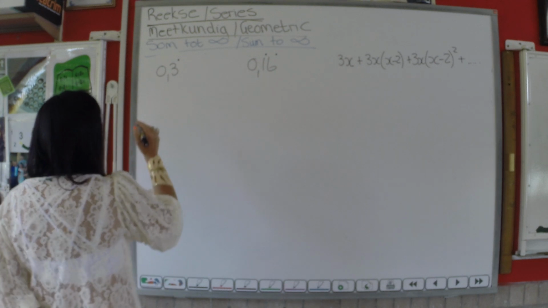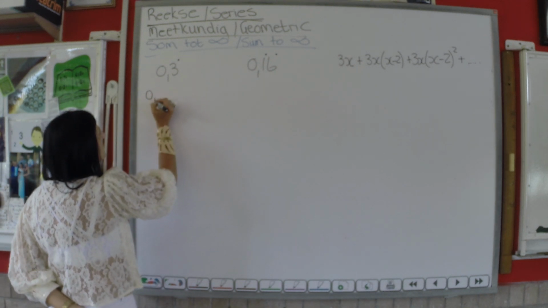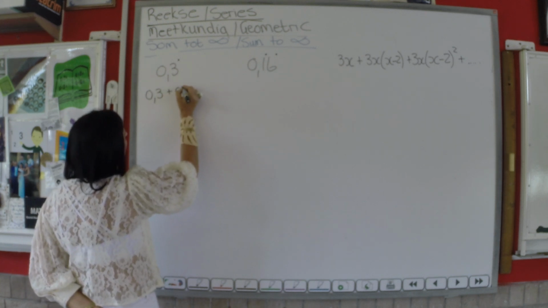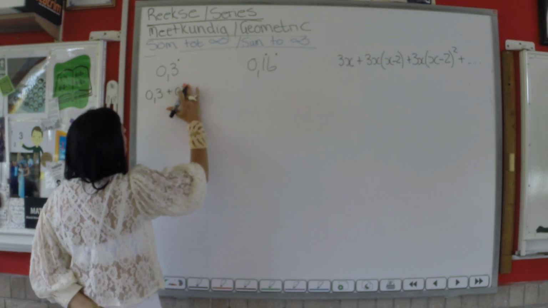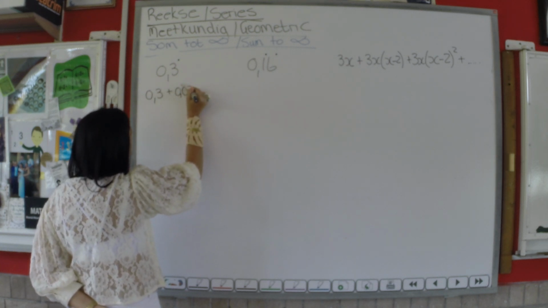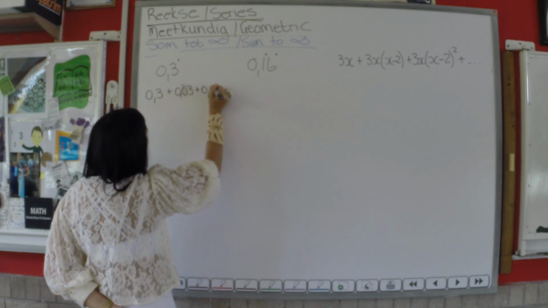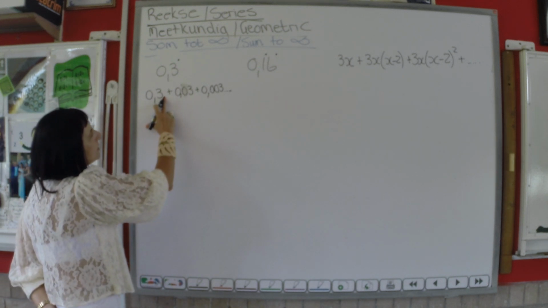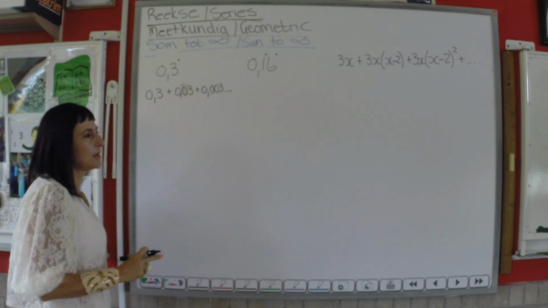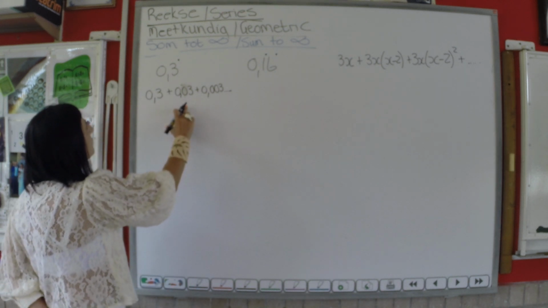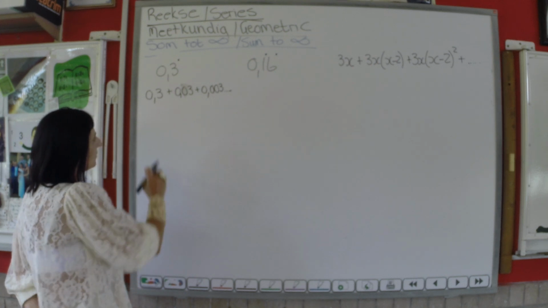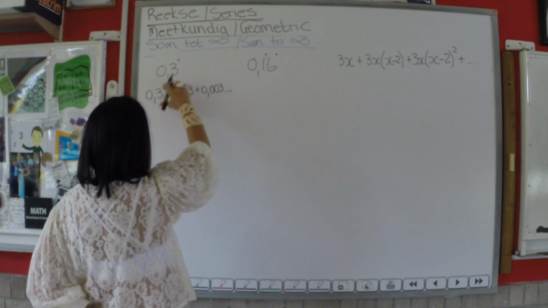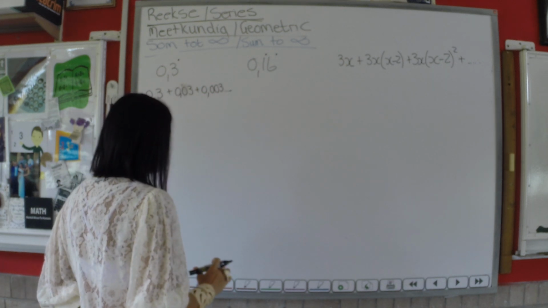So kom ons begin. As ons hierdie ouetjie wil skryf as som tot oneindig, dan kan ons sê ons het 0,3 plus 0,03 plus 0,003 en so kan ons dan nou aangaan forever. Because if you add a 3 just at the back, it's going to be sum to infinity. En dit gaan ons dan gelyk wees aan 0,3 repeteer. So we can change it to a recurring decimal fraction. You can change it to a sum to infinity.